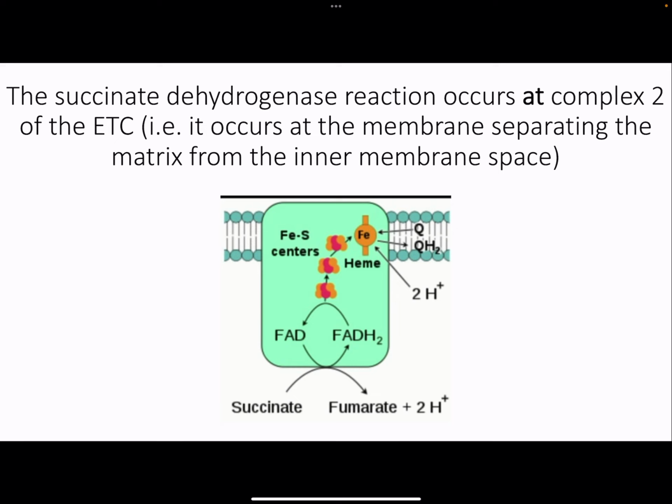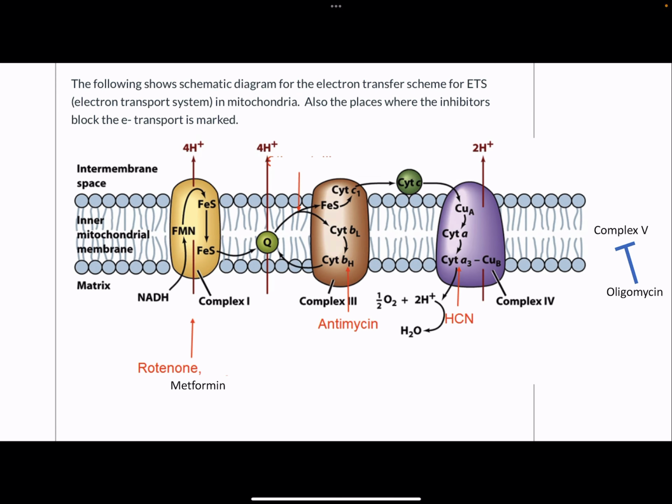Just another fun weird fact, like we just said: succinate to fumarate, succinate dehydrogenase, happens literally at complex 2. And of course, that's our FADH2, which is only 1.5 ATP, which rounds up to 2, and that's why it's vitamin B2.